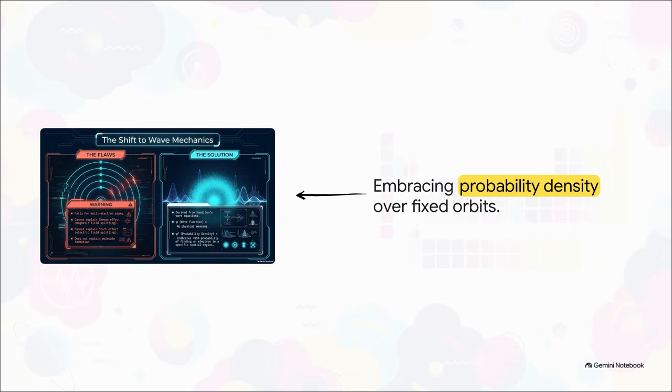No way. Because of these classical flaws, like failing to explain multi-electron atoms or magnetic field splitting, science had to shift entirely away from the idea of electrons orbiting the nucleus in perfect little planetary circles. Instead, we shifted to wave mechanics. We had to embrace probability density. That concept of a glowing probability cloud isn't a physical object. It represents a 95% probability of finding an electron in a specific spatial region. It's not where the electron is, it's where it might be.